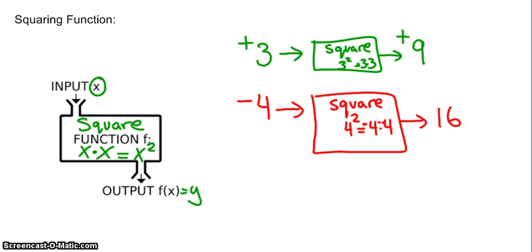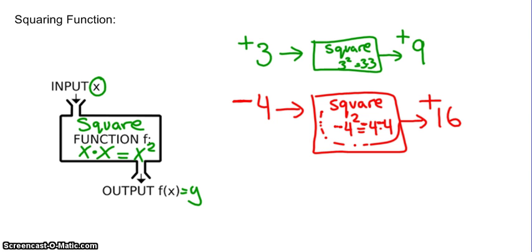So my output is 16. Okay, and since it was a negative 4 and a negative 4, they multiply, negative times a negative, to become a positive 16. So it's interesting to notice here that anything that's negative in my squaring function as an input goes through the squaring function, and after you do all the steps, comes out as a positive number. Okay?